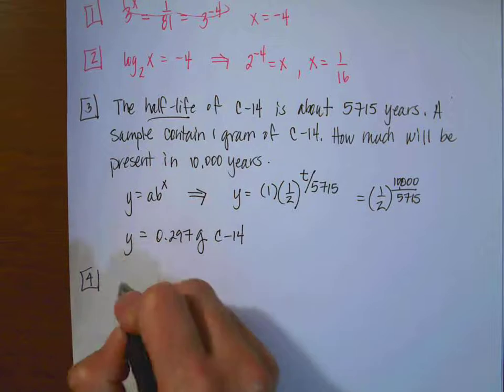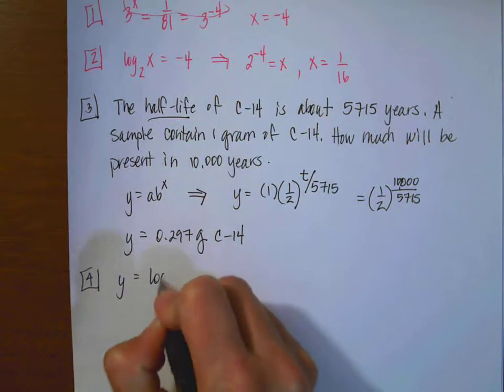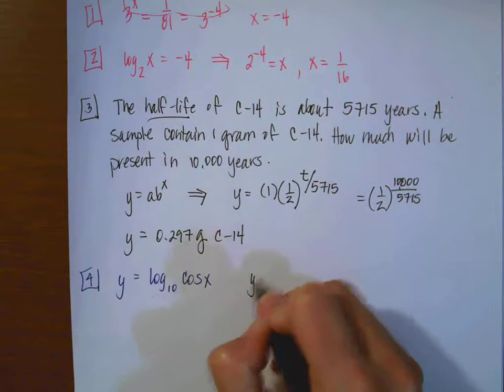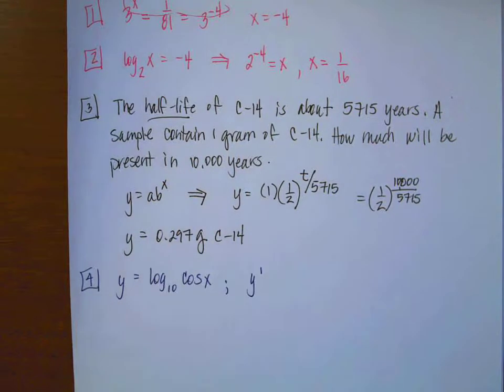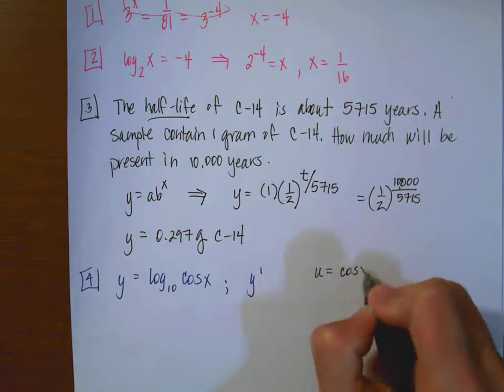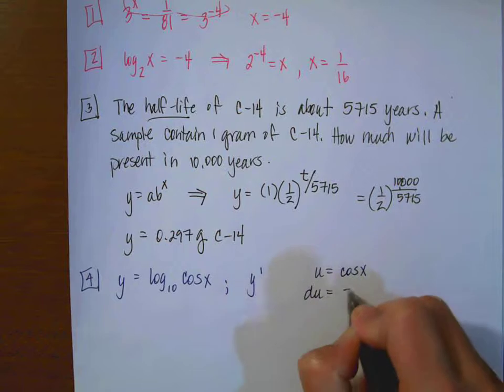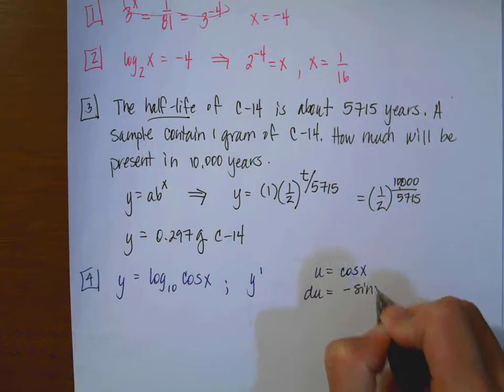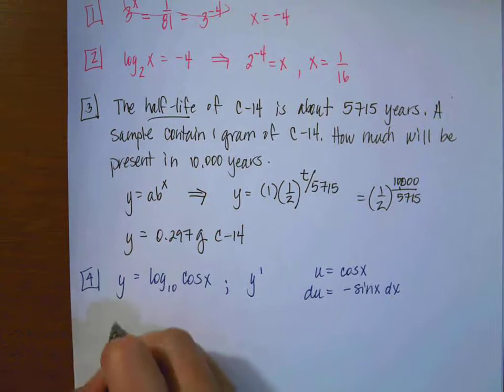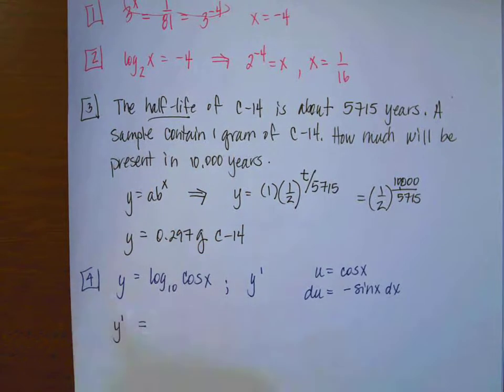All right, next example, number 4. We're going to have y is equal to the log base 10 of the cosine of x, and I want to find the derivative. Well, that's not so bad. So just to think about, u in this one is going to be the cosine of x, and du is a negative sine of x dx.